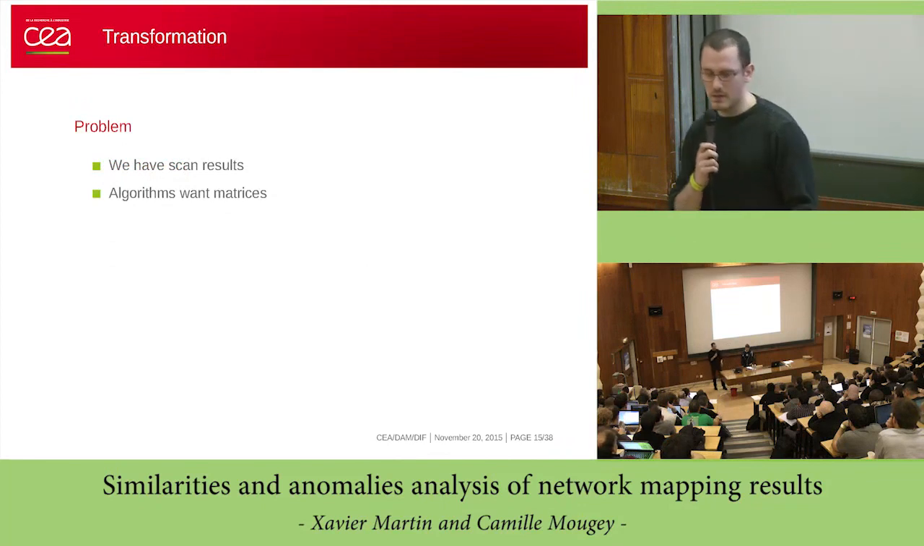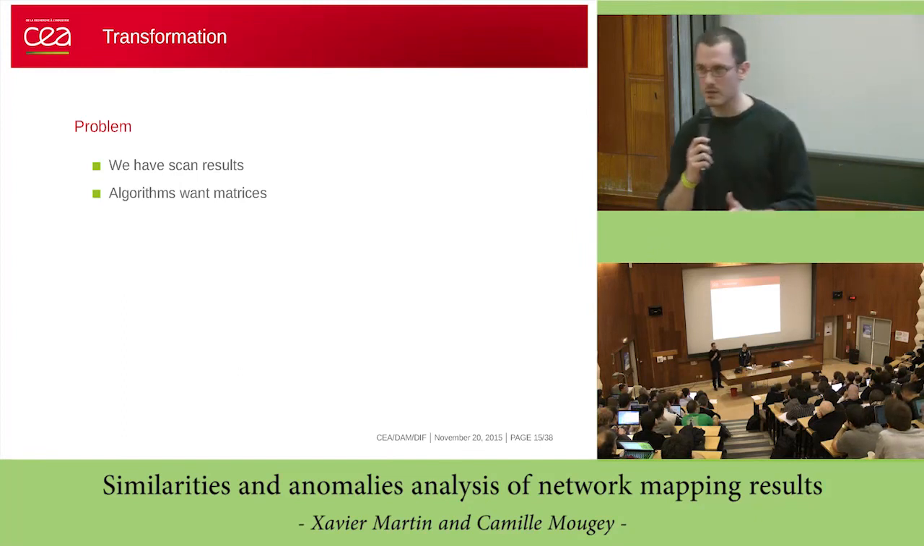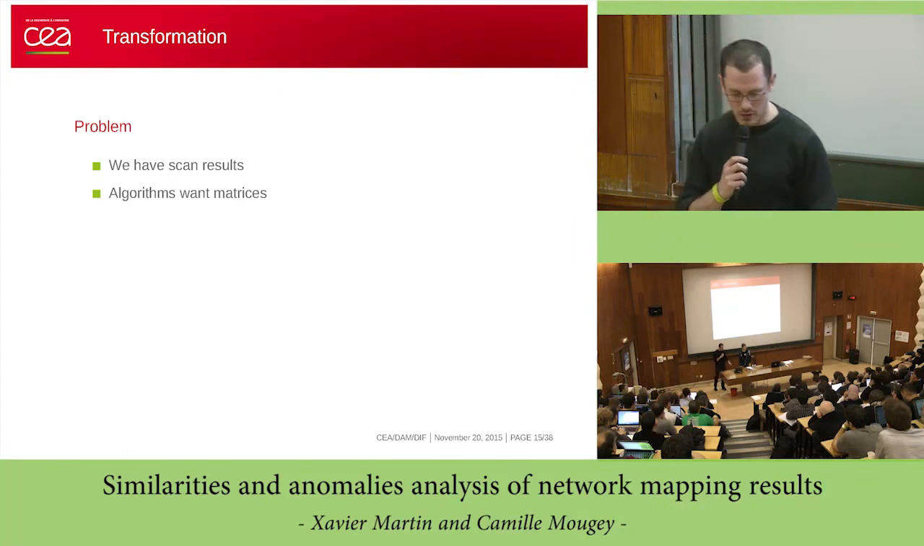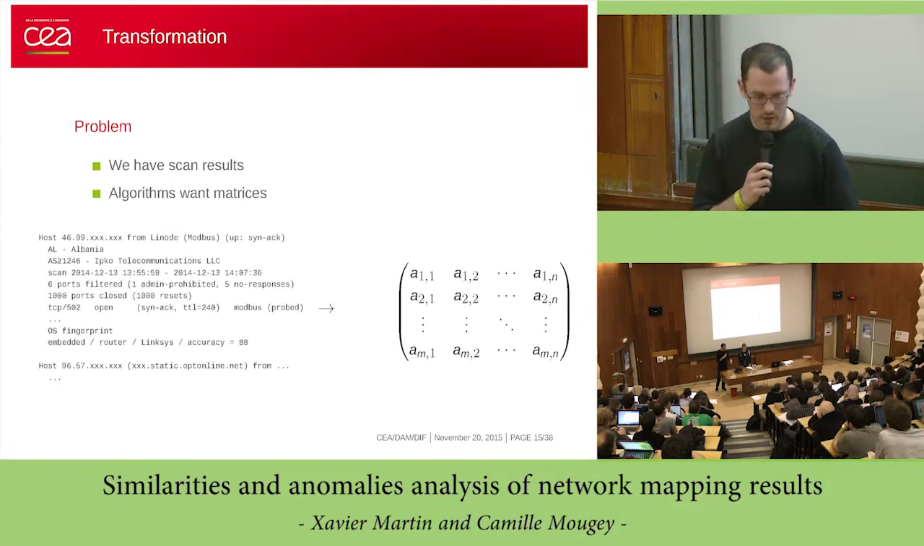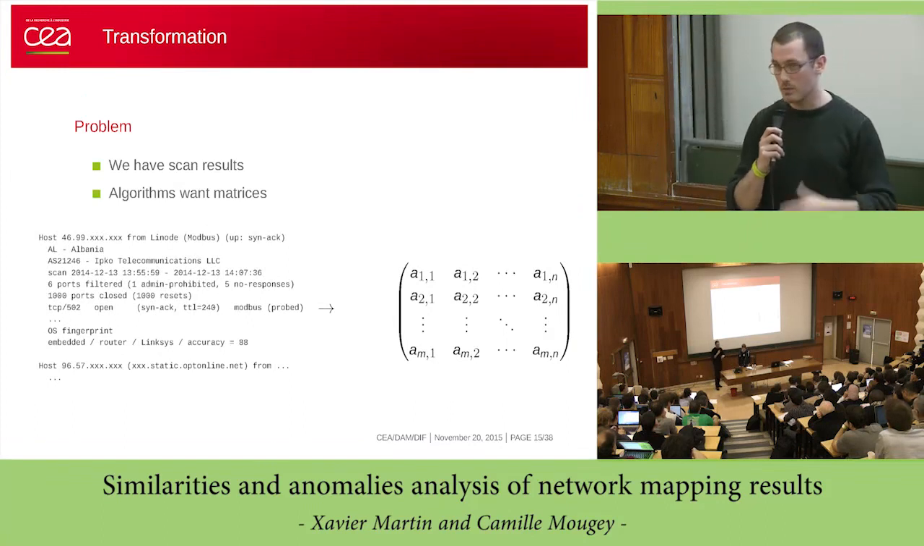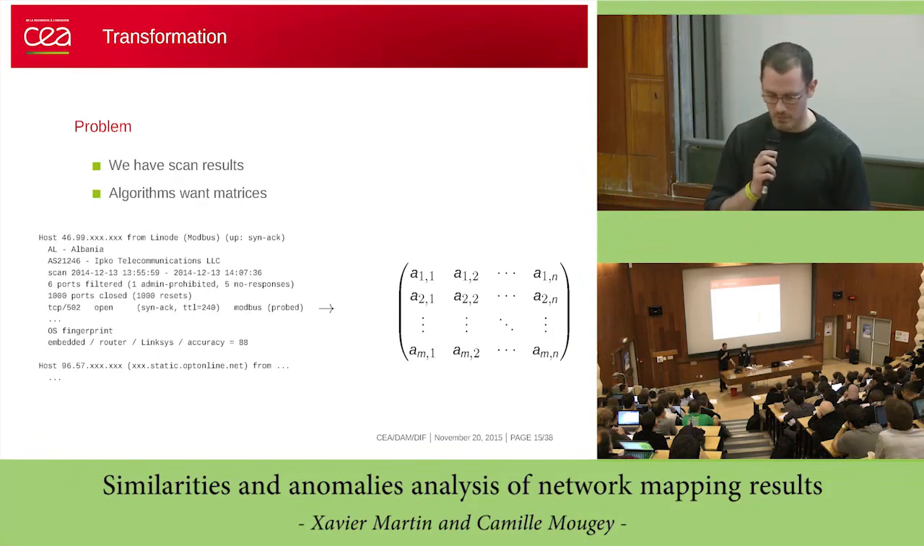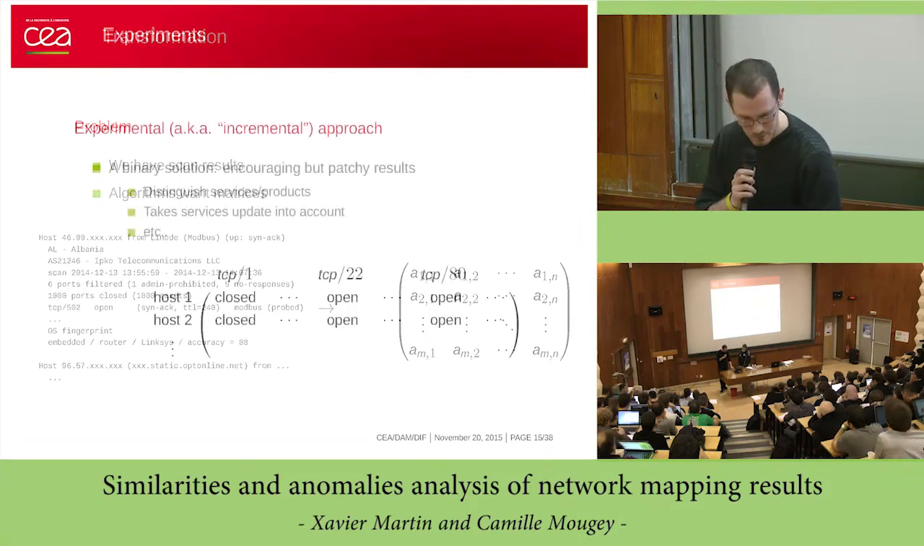So the problem is that we have the algorithms, they have already been done by smart guys. We have the scan result, but the algorithm wants matrices for input. So the question is how you could transfer the scan result, this is an Nmap scan result on the left, to a matrix, and do that in a relevant way, so that the information you keep is relevant.